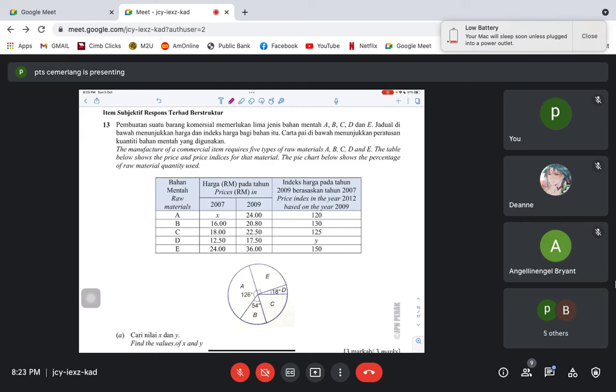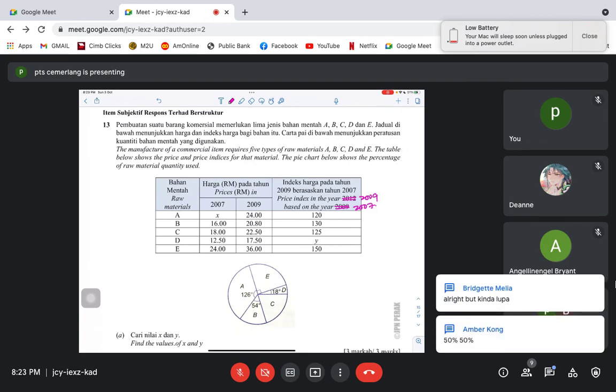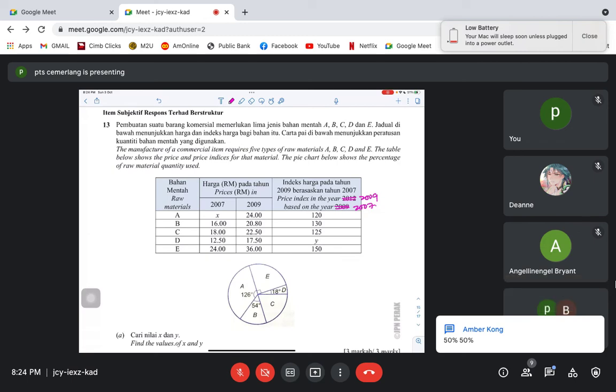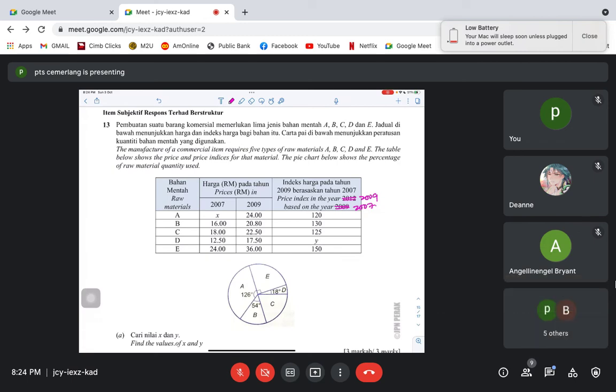I think I need to do a bit of this one. Do a bit of correction. Okay, so this one is 2009 based on 2007. Okay, sedikit correction. Adakah yang rasa okay dengan soalan ini? Alright, but kind of lupa 50-50 ya. Okay, alright. So let us try this out.